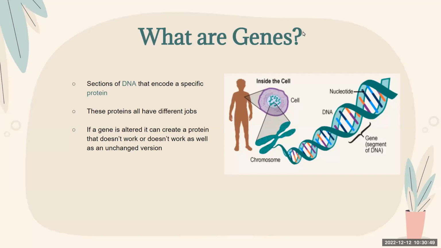So first, let's talk about what genes are. Genes are specific sections of DNA that encode proteins. They are found in our DNA, which is found inside our cells. The proteins that each gene has the instructions to make all have different jobs to help support our body's function. Genes can be changed, and that's not always a bad thing. If they are altered, they can create proteins that don't work or don't work as well as unchanged versions, or have no impact on the protein's function at all.